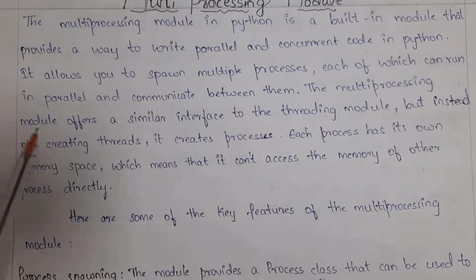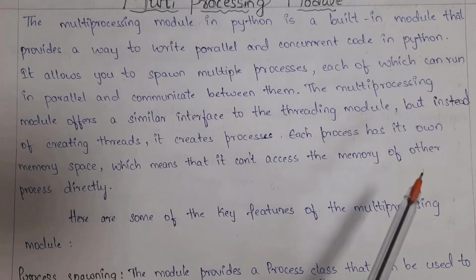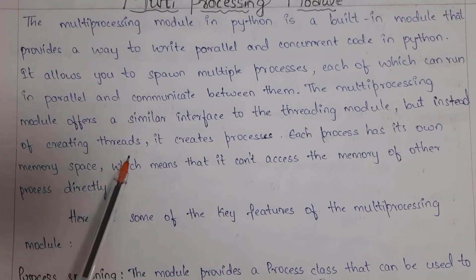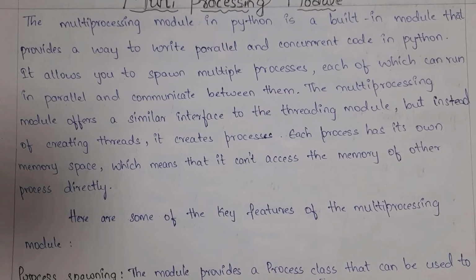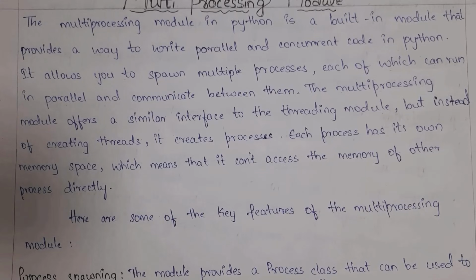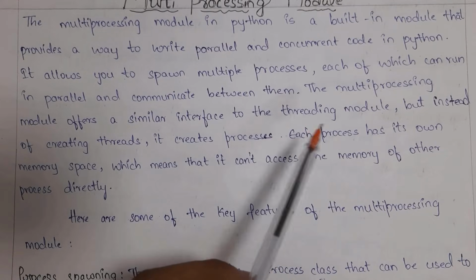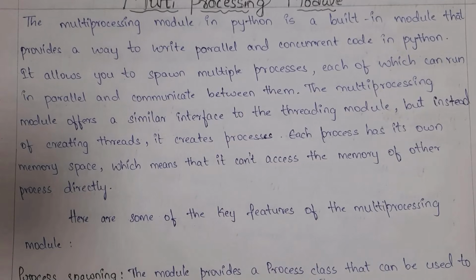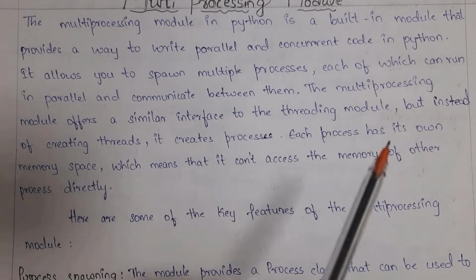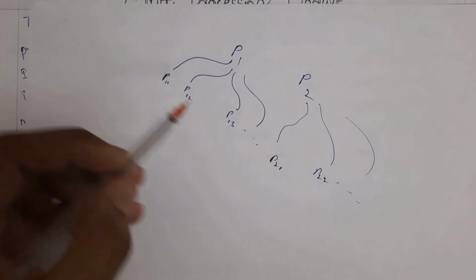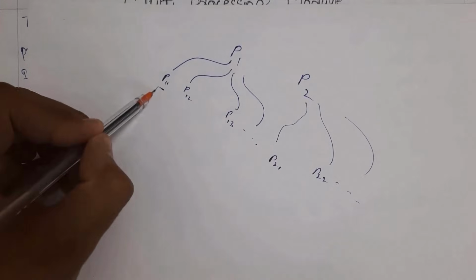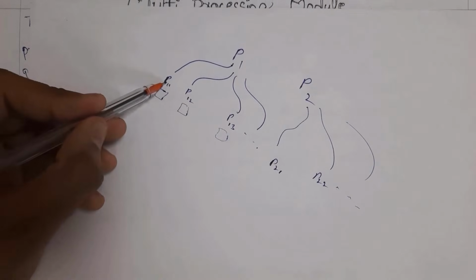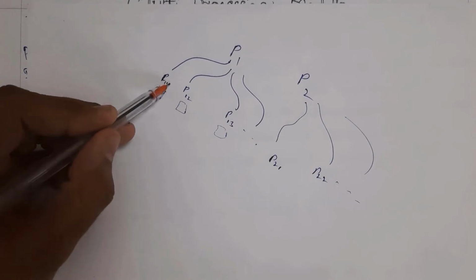The multiprocessing module offers a similar interface to the threading module, but instead of creating threads, it creates processes. This multiprocessing module is the same as the threading module, but the difference is that the threading module will create threads, whereas the multiprocessing module will create processes. Each process has its own memory space, which means that it cannot access the memory of another process directly. For example, these are different processes. Each process contains separate memory and can access only its own memory. It cannot access other process memory.